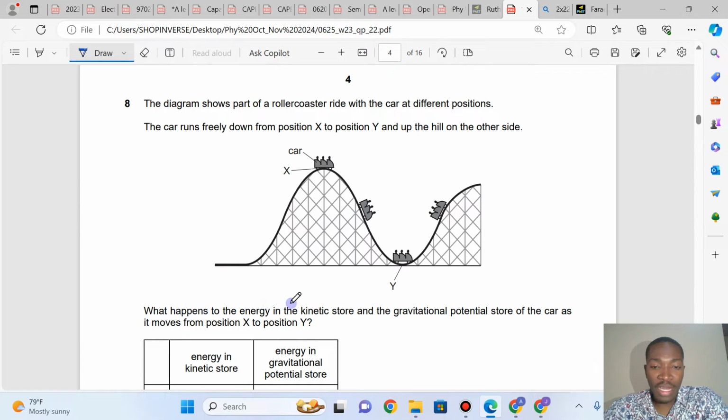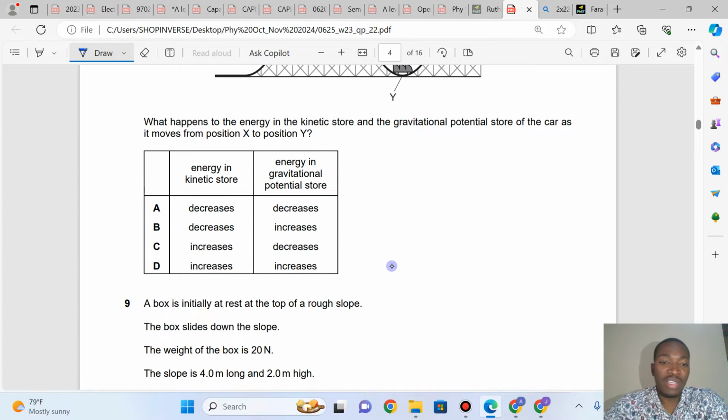What happens to the energy in the kinetic store and the gravitational potential store of the car as it moves from position X to Y? Here, from X to Y, potential energy is reducing, right? Good. And what happens to kinetic energy? Kinetic energy will be increasing because it accelerates downwards. Kinetic energy increases, yes. Gravitational potential energy decreases. That makes option C the correct answer to question number 8.